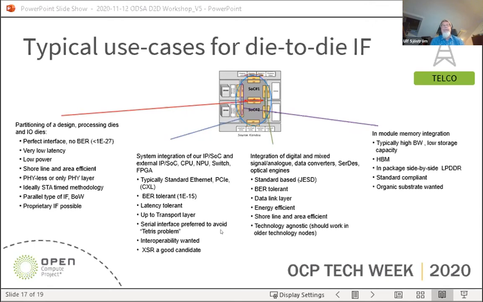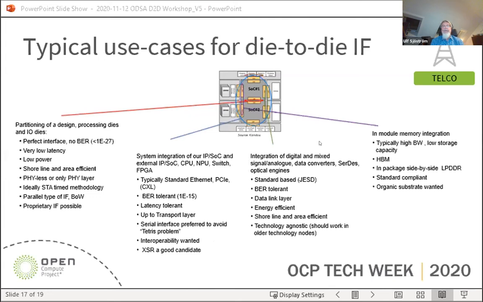One problem I see at least with silicon interposer based interfaces, you always end up in kind of a Tetris problem. You must really take care of how you design form factors of the chips to make them fit together in a package. Interoperability is wanted, and I think really for the purpose of this kind of integration, the integration XSR could be a perfect solution going forward.